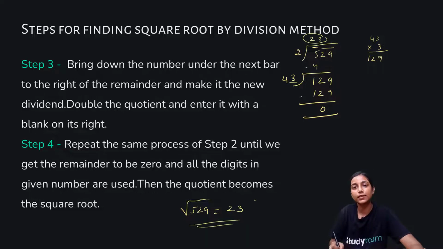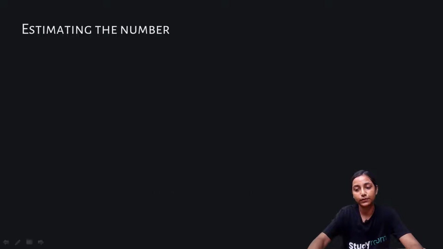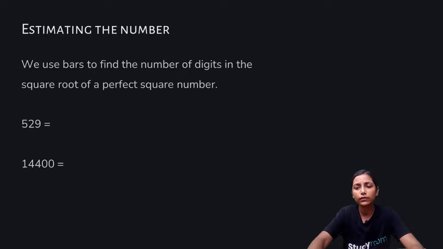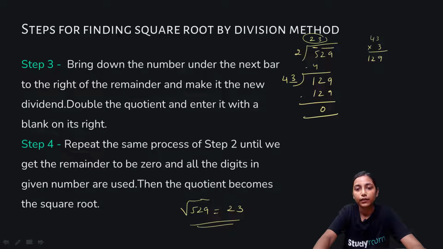This is how you use this method in order to find the square roots. Now comes estimating the number. We use bars to find the number of digits in the square root of a perfect square number. Like for 529, how many bars were there? I told you that there will be 2 bars. Therefore, there will be 2 digits. 2 digits were in its square root, and this is what we saw from here.